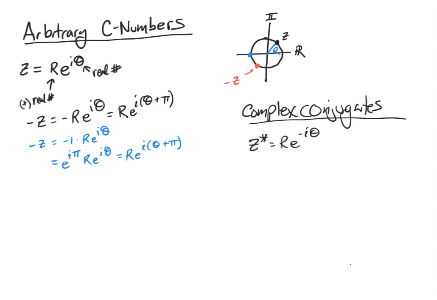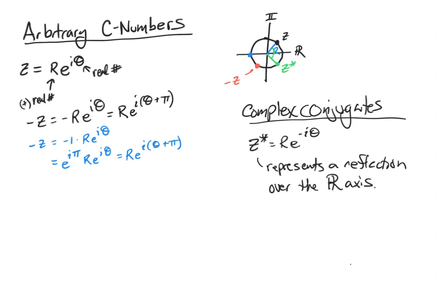So where on my unit circle would z star be? Well, it's just i times the negative of the angle. So instead of measuring my angle from the x-axis upwards, I measure it from the x-axis downwards. And so this would be my complex conjugate. In other words, the complex conjugate represents a reflection over the real axis. Whereas the negation, simply taking the negative of my complex number, is a rotation of 180 degrees around the circle.